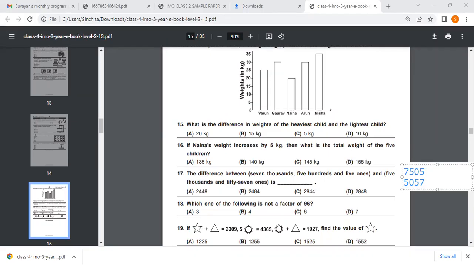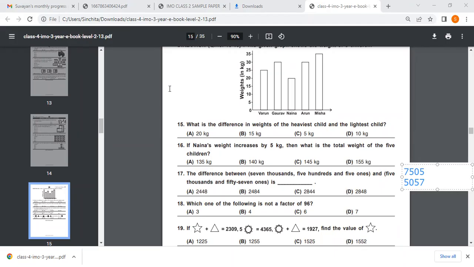Shivam, send me the answer of number 17 again. I haven't received your answer. You can see this, Shivam. We have to subtract these two numbers. Then we can get the correct answer. No, 17 is not C, beta. We have to subtract these two numbers, 7505 and 5057. Very good, Shivam.